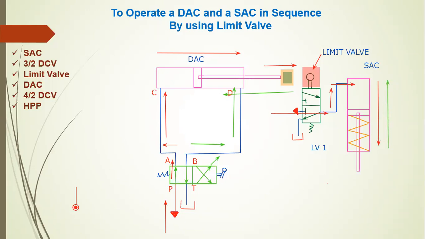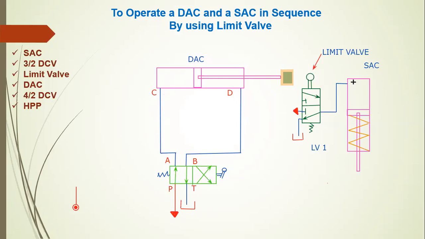This is the sequence circuit. First the double acting cylinder operates, then after this point hits the limiting valve, the position is changed and oil flows from the hydraulic power pack to the single acting cylinder, and the single acting cylinder can work. This is the working of DAC and SAC in sequence.